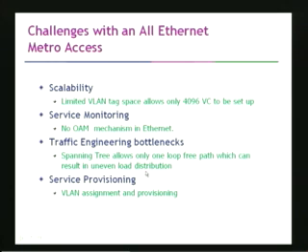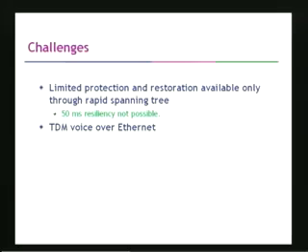And thirdly, service provisioning, the VLAN assignment and provisioning still continues to be a major issue in the Ethernet based broadband access. So, these are basically the challenges that exist when we take up native mode Ethernet for the large scale deployment of Ethernet based broadband networks. Then there is limited protection and restoration capabilities, 50 milliseconds resiliency is not possible.